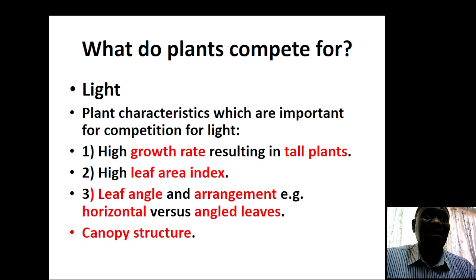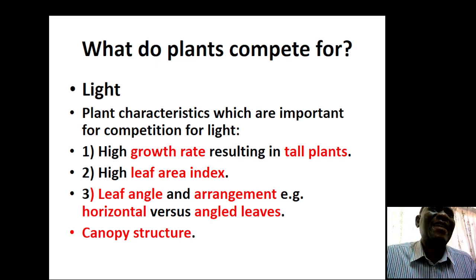So, what do plants compete for? We have just mentioned some of them. They can compete for light, that is above ground competition. Now there are certain plant characteristics which are important for the competition for light. High growth rate resulting in tall plants. We expect such a plant to be highly competitive for light. If such a plant has a high leaf area index, it's likely to harvest a lot of light.